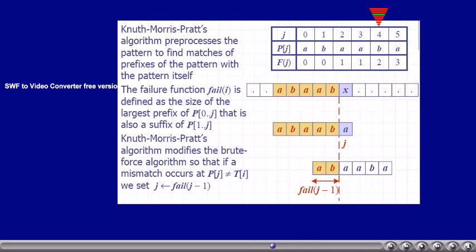Now consider the fail function calculation for j value 4. The string until j is ABAAB. What are the prefixes for this? AB, AAB, ABA, ABAA, ABAAB. What are the suffixes of the string starting from the character whose index is 1 till j? That is, we are supposed to calculate the suffixes for the string BAAB. What are those? BAAB, AAB, AB and B. So if we verify, AB is the largest prefix of the string 0 to j which is also a suffix of the string 1 to j. Thus, the fail value for this j value 4 is 2.